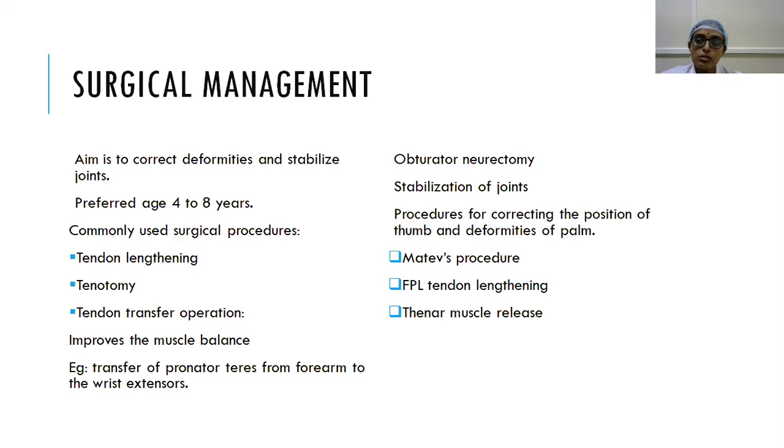And for the procedures done to correct the position of the thumb and deformities of the palm, just remember the names, that is sufficient. Matev's procedure is one procedure which is done. Then flexor pollicis longus tendon lengthening is done to prevent the flexion contracture, and for other contractures also, the thenar muscle release is done. So these are all the different commonly done surgical management. So this is all about cerebral palsy and polio in brief.